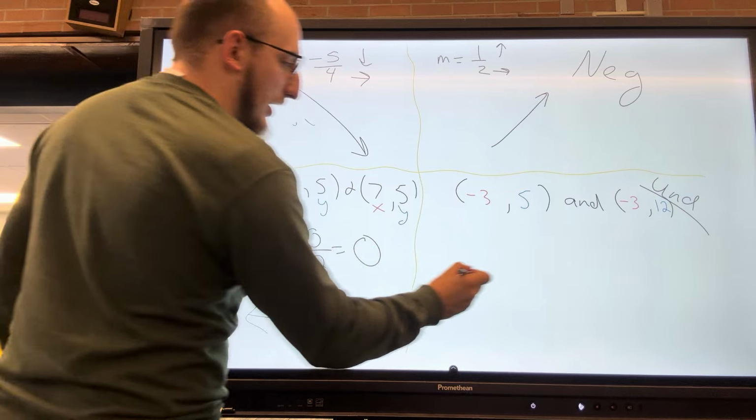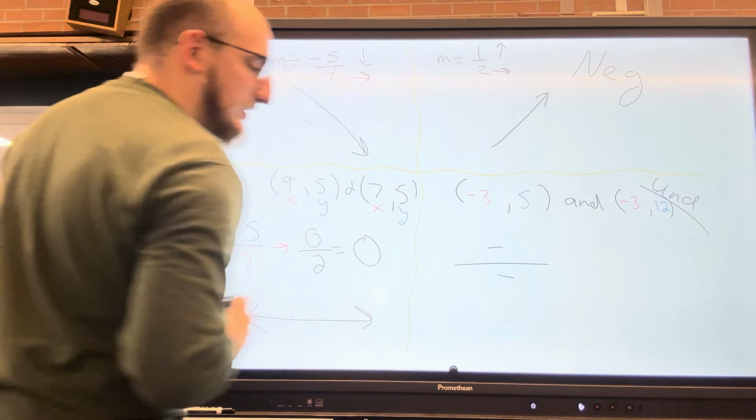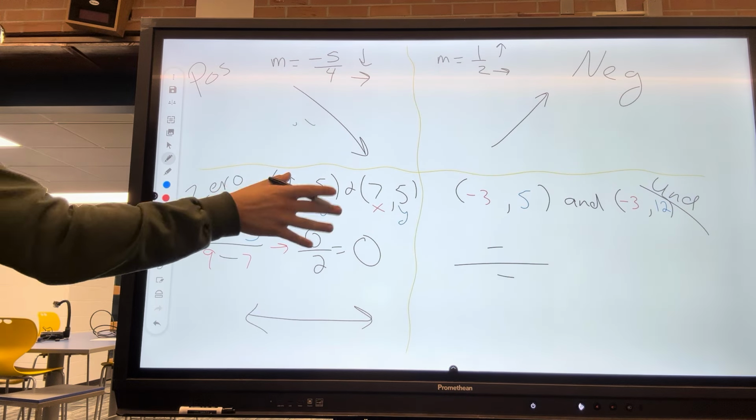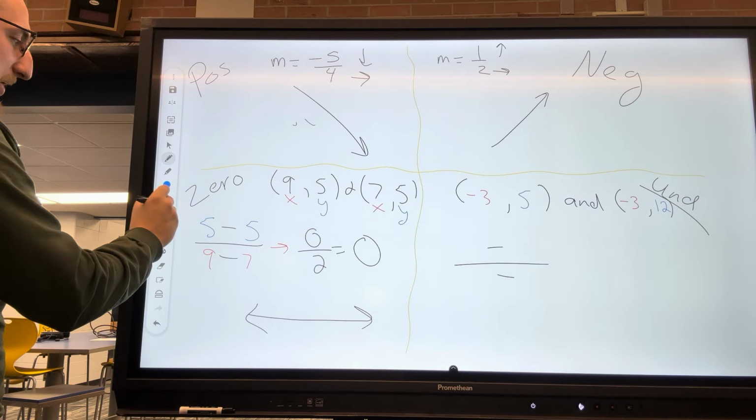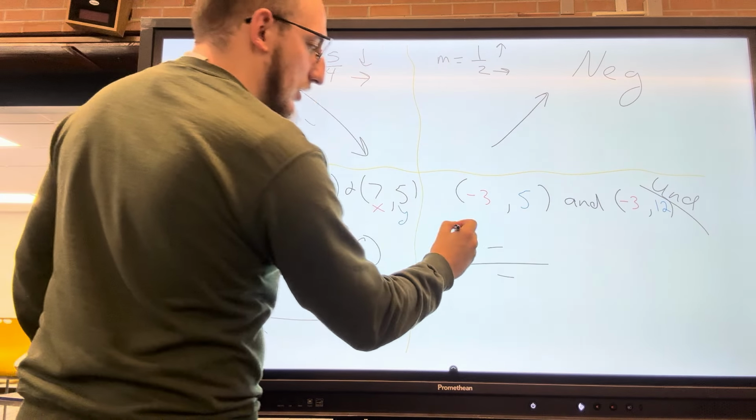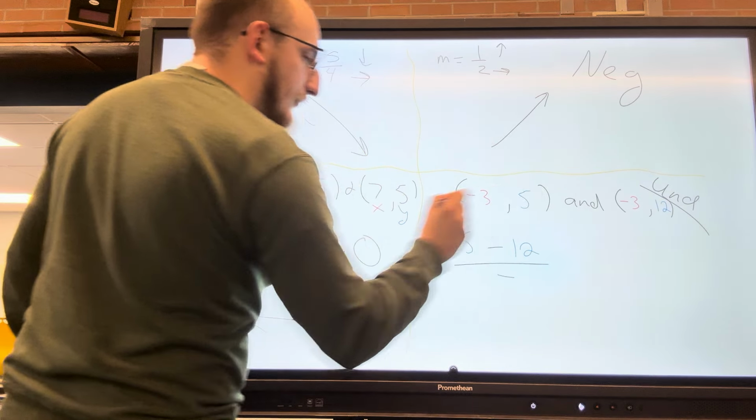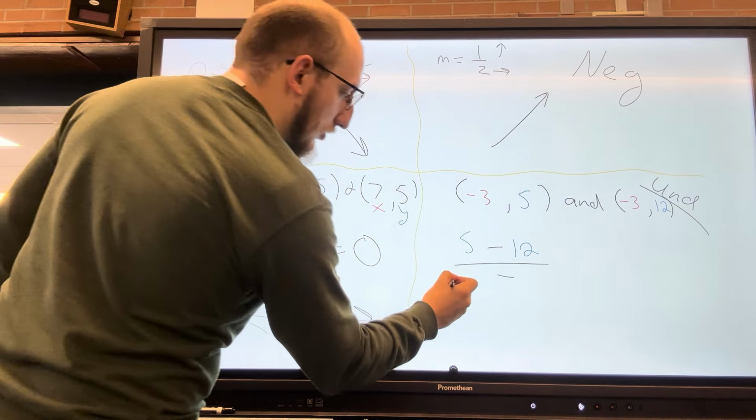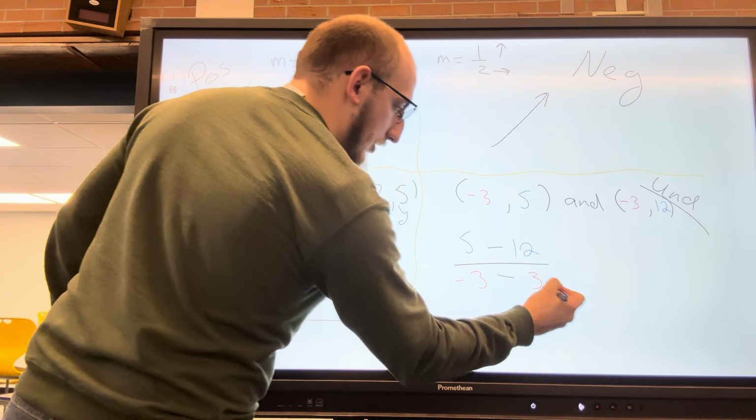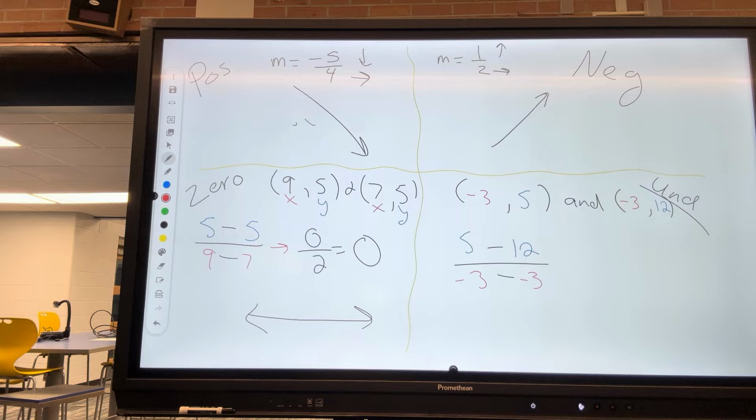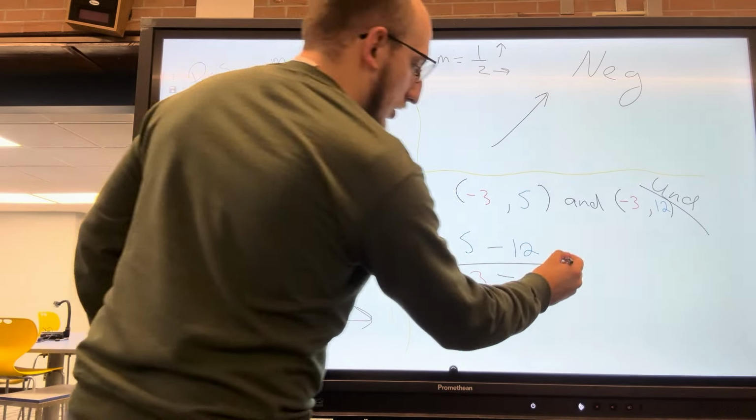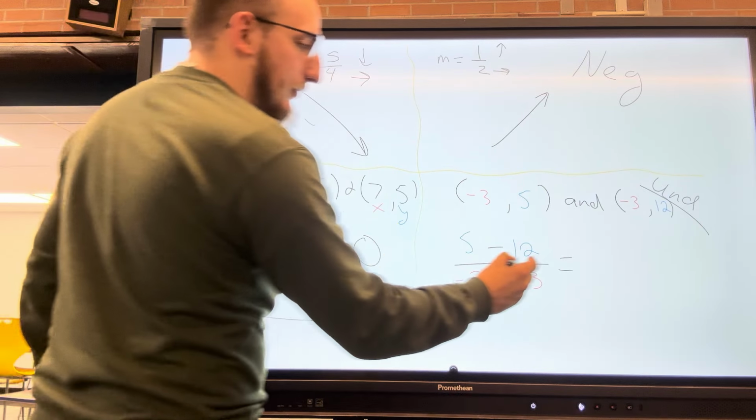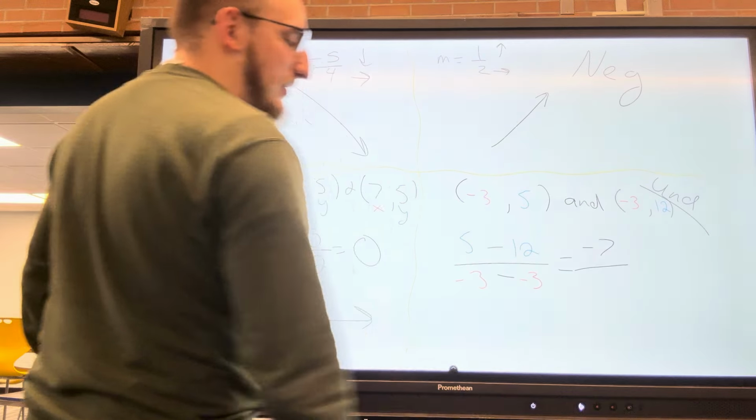Sure. So I'm going to set up my bracket. I'm going to set up my base. We always start with that. And I plug in my numbers. Let's do 5 minus 12. Let's do -3 minus -3. And we simplify this, yeah? What is 5 minus 12? Looks like it's getting smaller, so it'll be -7.